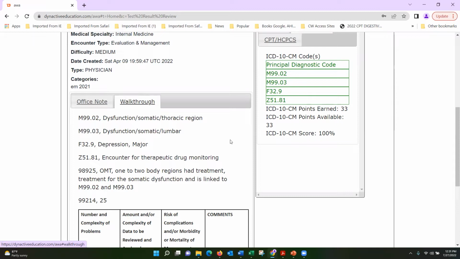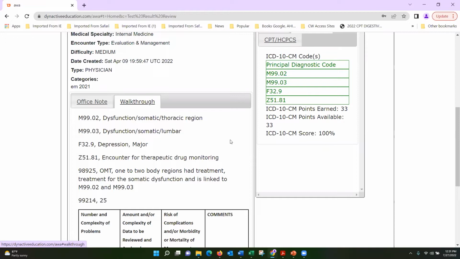M99.03. What I want to point out here with these two is that those are definitive diagnoses. So we do not assign a code for symptoms when we have definitive diagnoses. So if you assign low back pain, thoracic spine pain, or muscle spasms, that would not be correct because we have definitive diagnoses.